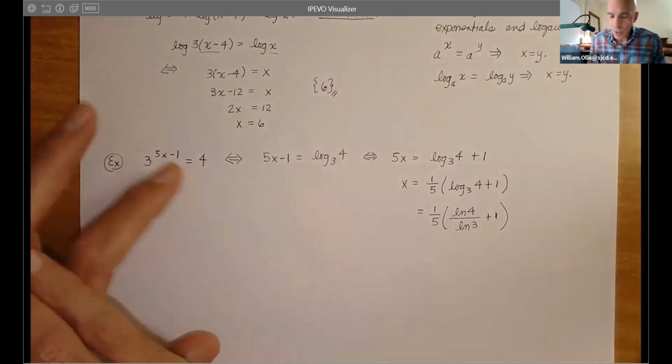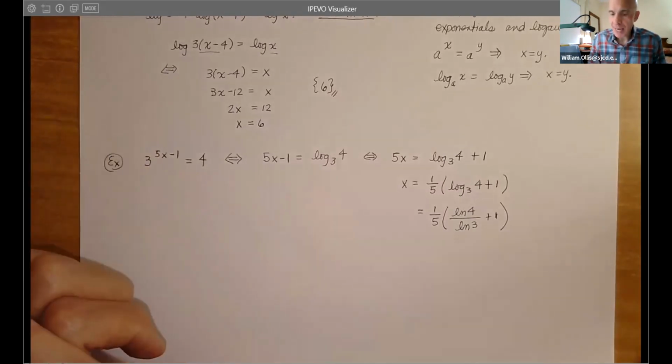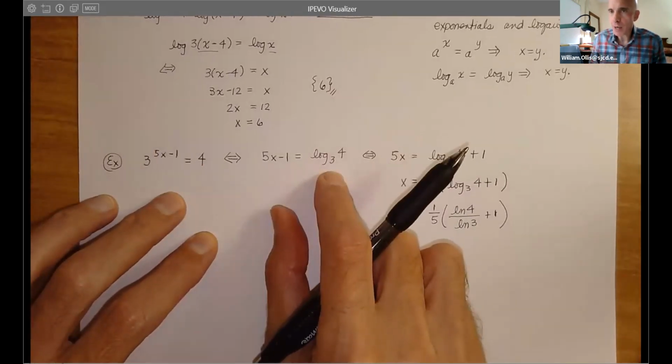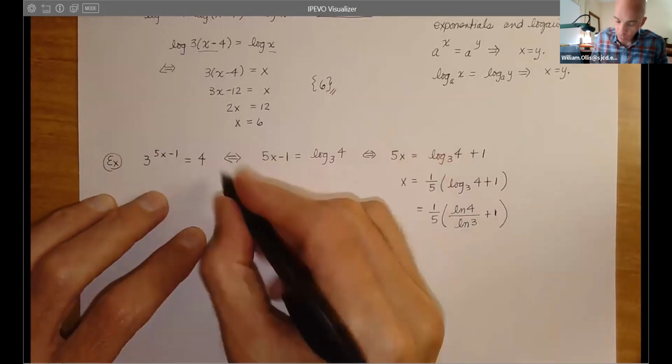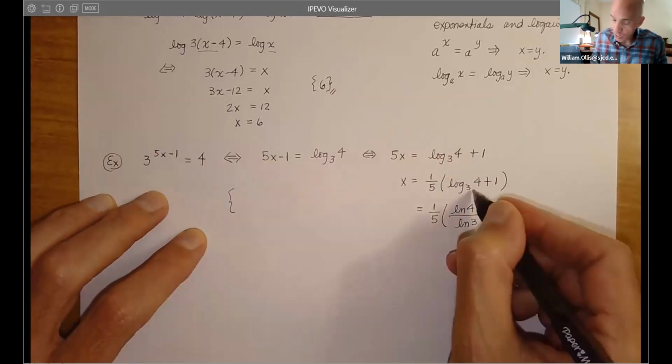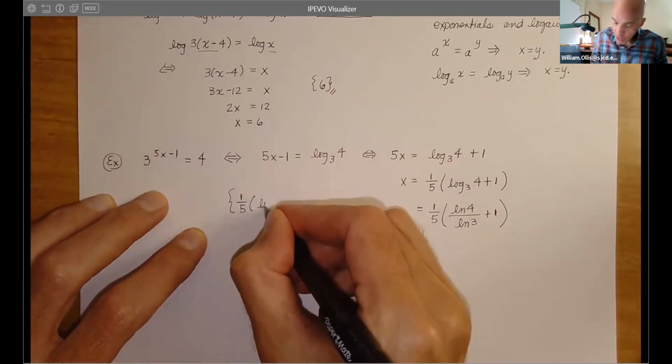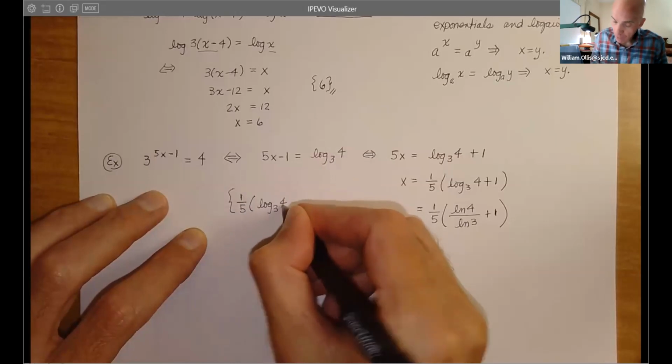Now, we don't need to do any elaborate change of base here because this is a very simple equation. And so we just use the definition of the base 3 logarithm. And so now when we write our solution set, we can just use this one, 1/5 times the base 3 logarithm of 4 plus 1.